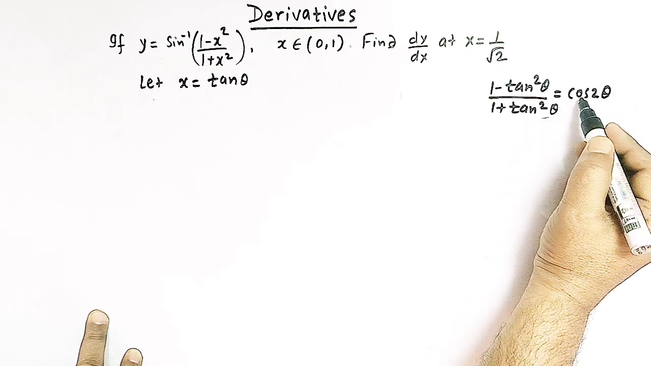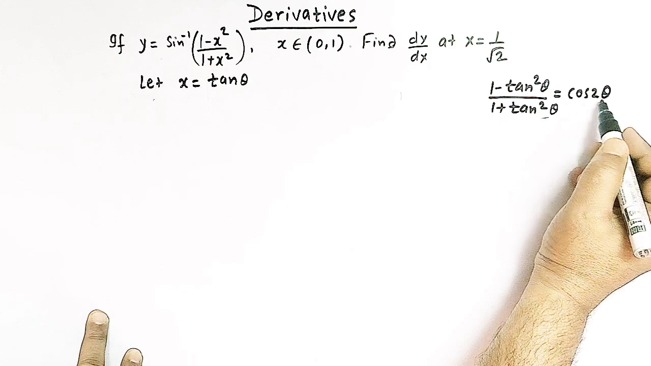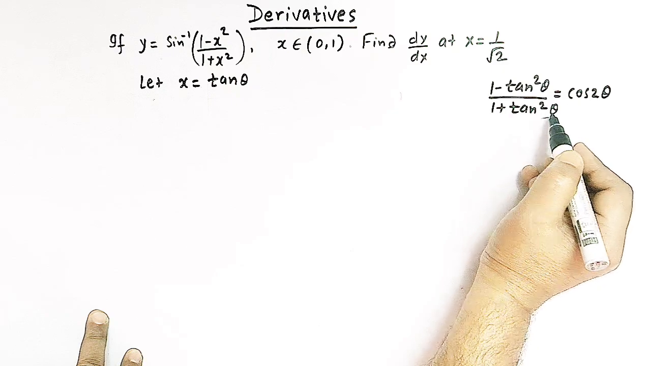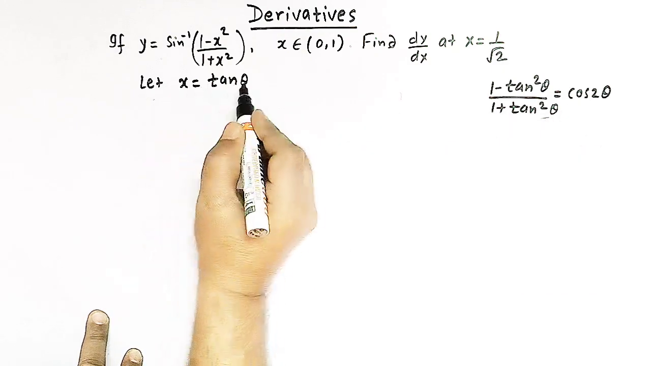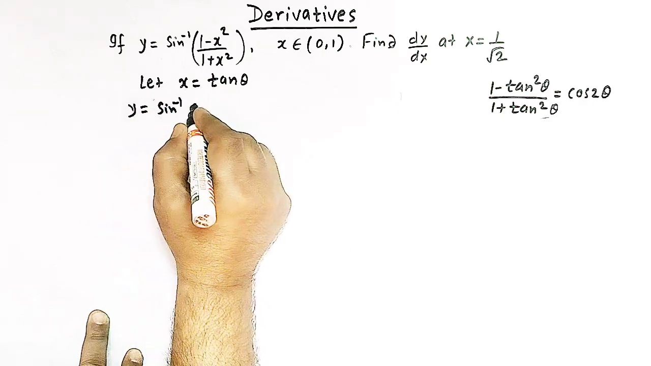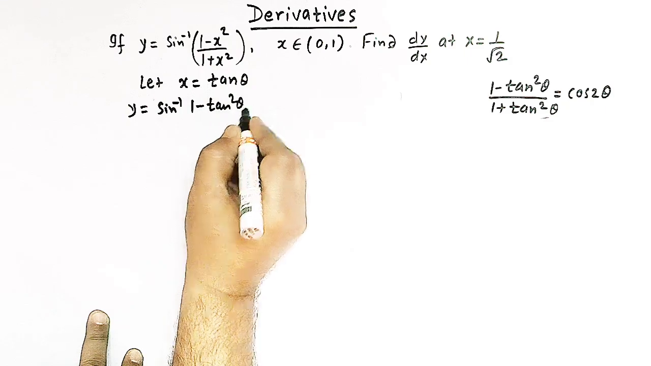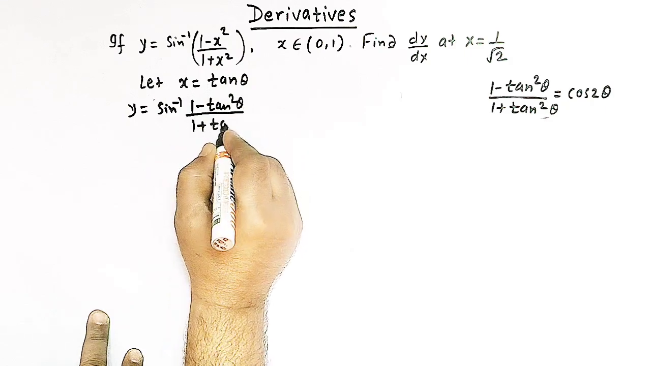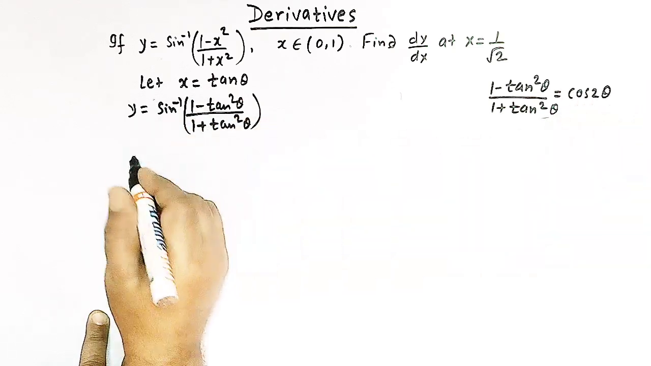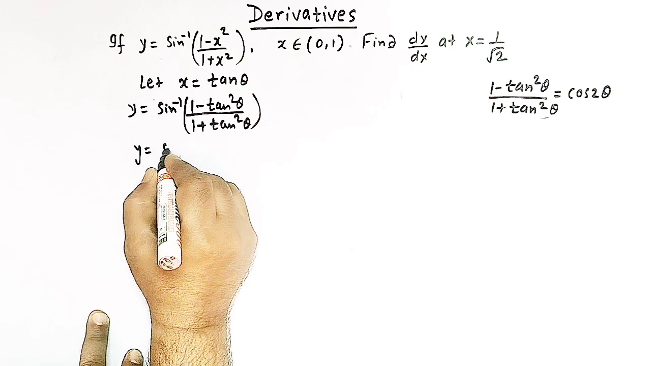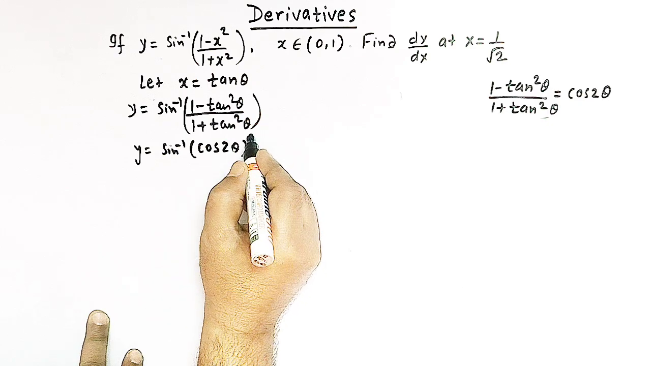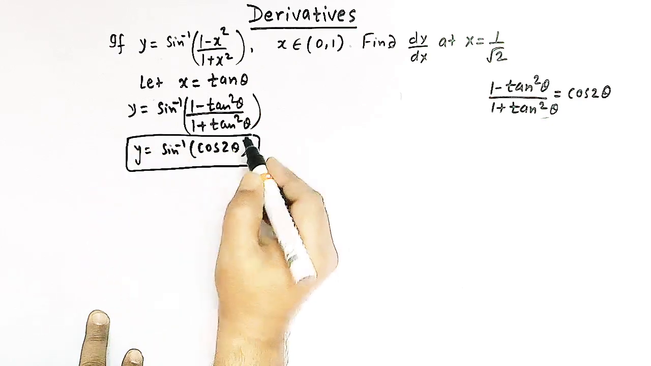So the double angle formula for the cosine function, that is cos 2 theta, is given by (1 minus tan square theta) over (1 plus tan square theta). When we take x is equal to tan theta, this function y takes the form y is equal to sine inverse of (1 minus tan square theta) divided by (1 plus tan square theta), and this expression can be replaced by cosine 2 theta. So we now have sine inverse of cosine 2 theta. This is an important expression.